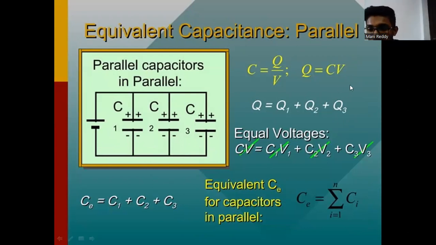Here we have three capacitors, so we have written three charges. Q equals CV: Q1 equals C1 V1, Q2 equals C2 V2, Q3 equals C3 V3. The voltage on the battery is V, so C times V equals C1 V1 plus C2 V2 plus C3 V3. We all know the voltages are equal, so V gets cancelled. C equivalent equals C1 plus C2 plus C3. The equivalent capacitance in parallel is equal to the summation of each capacitance.